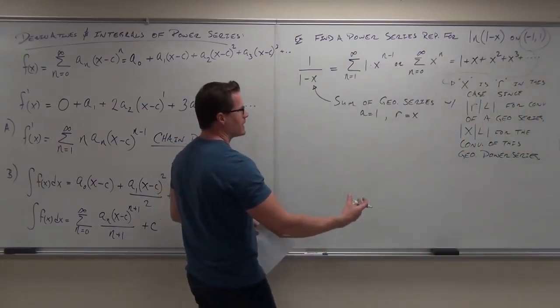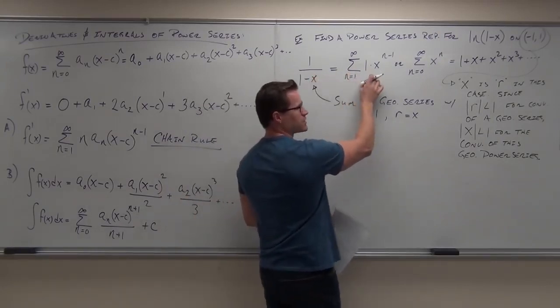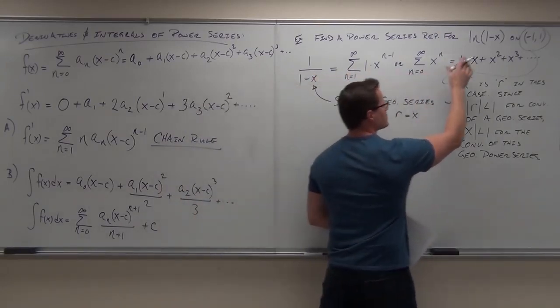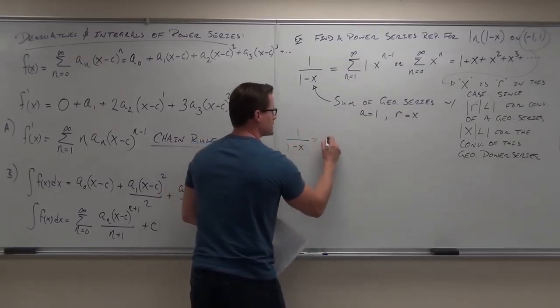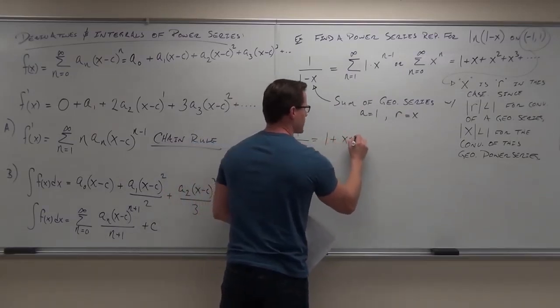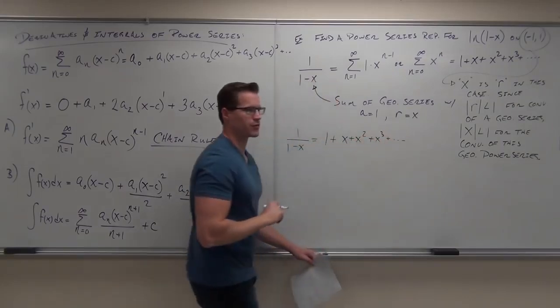Well, what we have right now is this. This is the sum of a power series. This power series looks like this. Therefore, 1 over 1 minus x is equal to 1 plus x plus x squared plus x to the third plus forever and ever and ever.